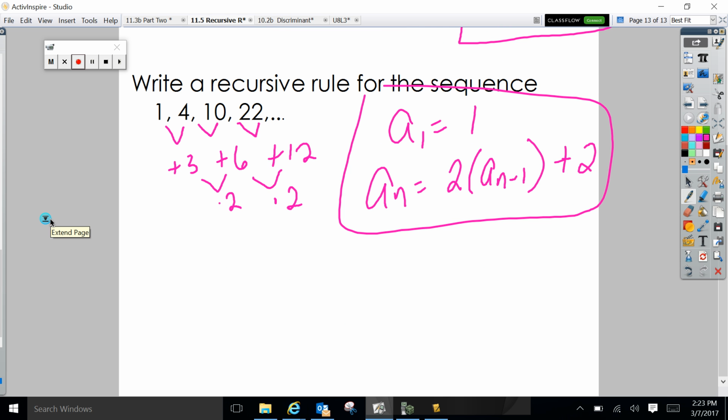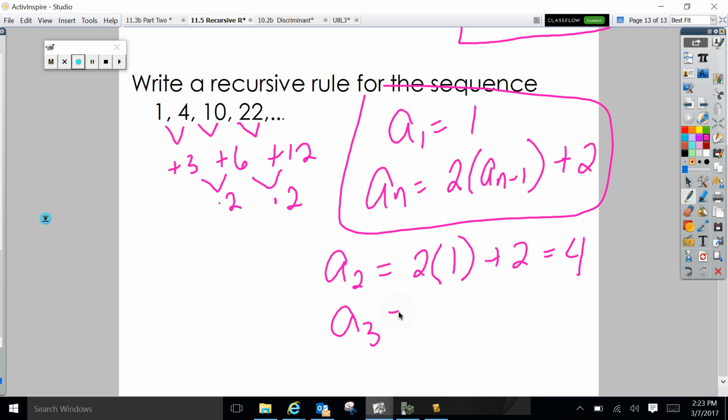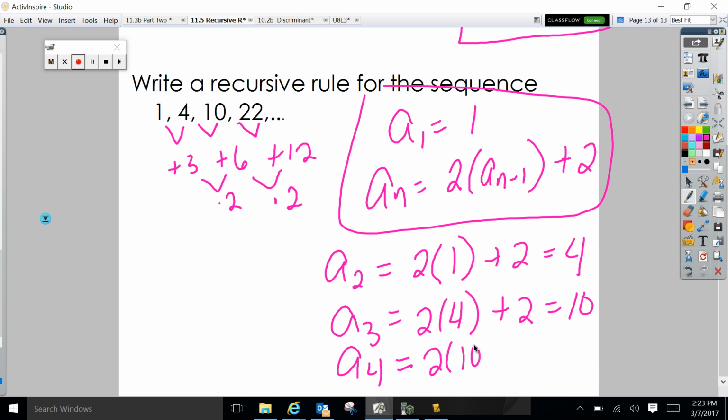So if a sub 1 is 1, then a sub 2 is the previous term times 2, so 2 times 1 plus 2. 2 times 1 is 2 plus 2 is 4. That works. The third term would be 2 times the previous term, so 2 times 4 plus 2. So 8 plus 2 is 10. It works. And the fourth term should be 22. 2 times the previous term plus 2. 20 plus 2 is 22. That is our rule.